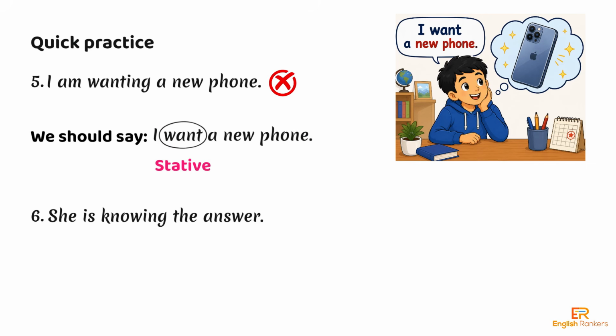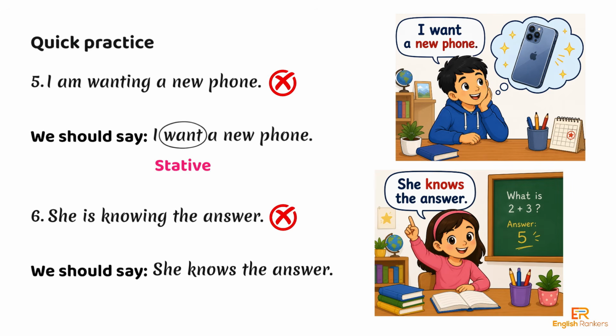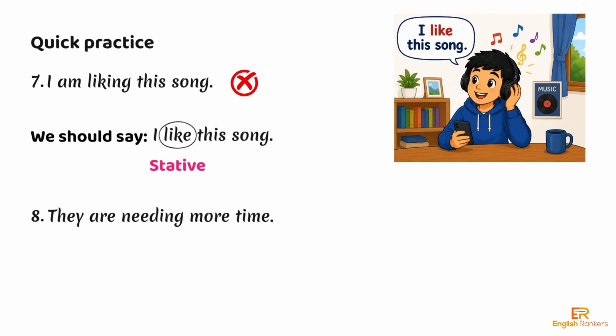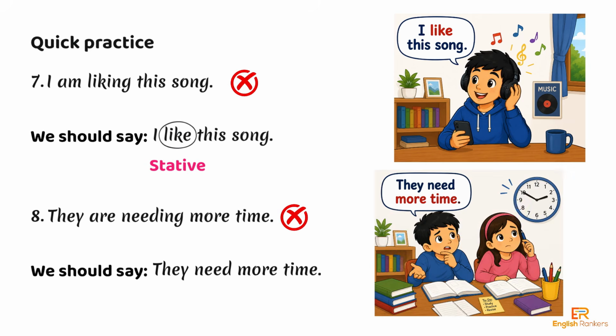Number 6, she is knowing the answer. Incorrect. We should say, she knows the answer. Why? Because know is a stative verb. Number 7, I am liking this song. Incorrect. We should say, I like this song. Why? Because like is a stative verb. Number 8, they are needing more time. Incorrect. We should say, they need more time. Why? Because need is a stative verb.